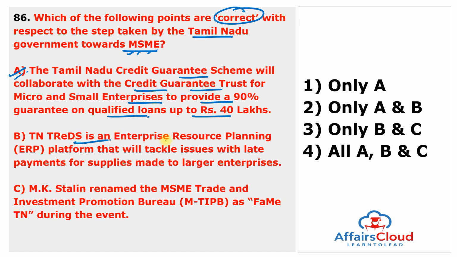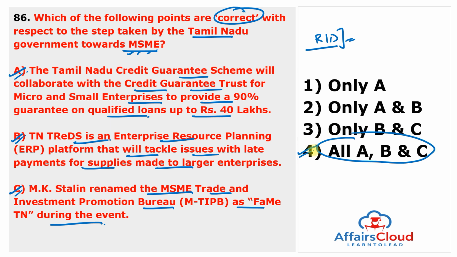Tamil Nadu TRED is an enterprise resource planning platform that will tackle issues with the late payments for supplies made to the larger enterprises. This statement is also true. M.K. Stalin renamed the MSME Trade and Investment Promotion Bureau as FAME, F-A-M-E, Tamil Nadu during the event. This statement is also true. Even M.K. Stalin ji virtually inaugurated the Tamil Nadu Choir Business Development Corporation in Coimbatore, which focuses on establishing new choir clusters, connecting with international customers, establishing research and development centers, fostering industry academia collaboration. So all the statements are correct. So answer of this question is all A, B, C, but this question is especially for the Tamil Nadu students.